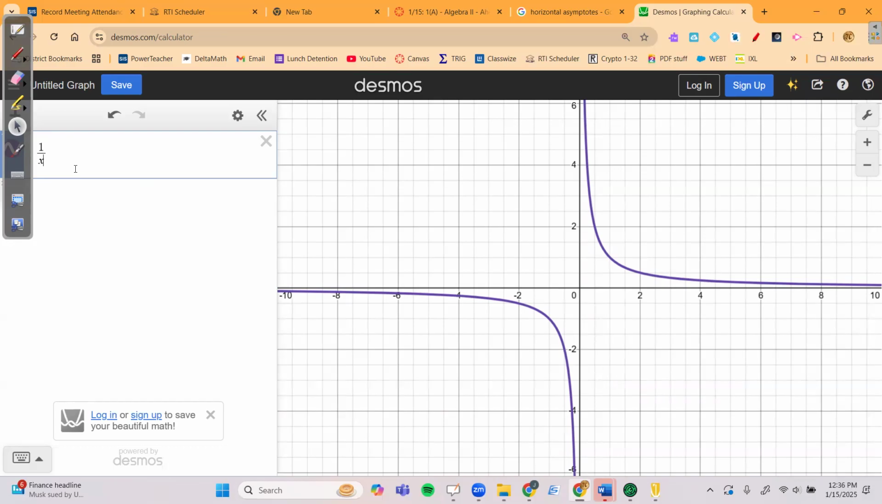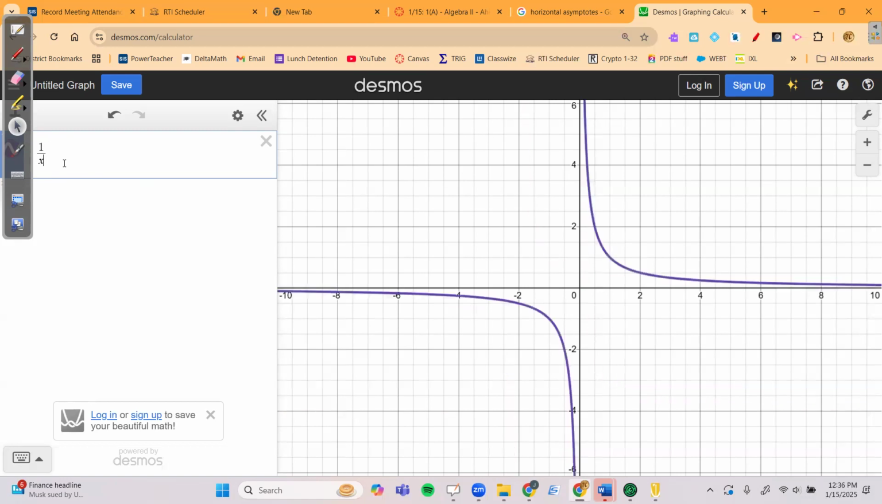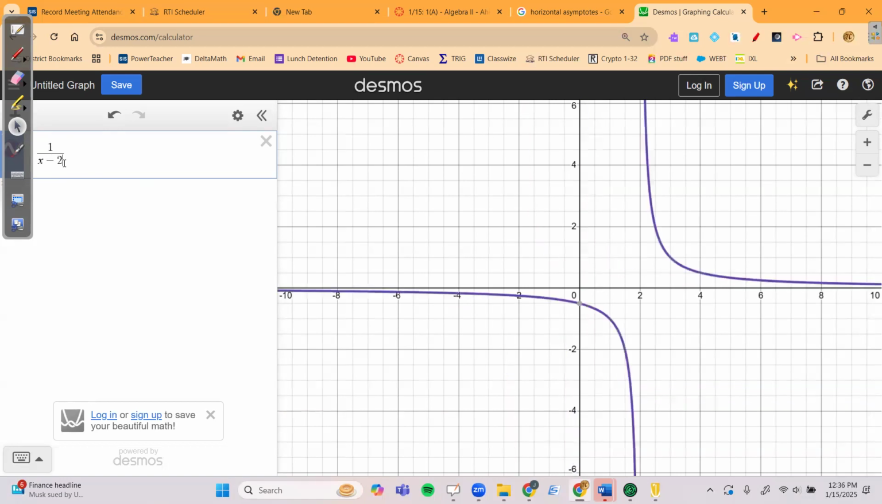Remember, this is the backwards one. So if it's 1 over x +2, it actually moves back to the left 2. Right? And same for what if I wanted it to move right, then I would put like a -2. So all those factors come into play.